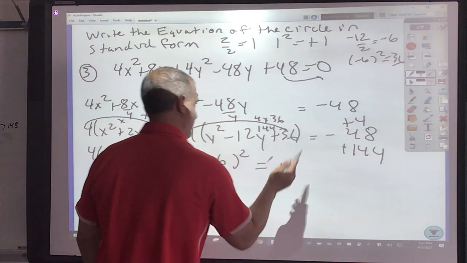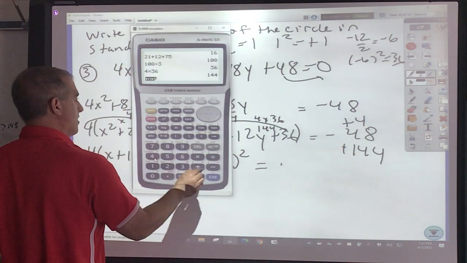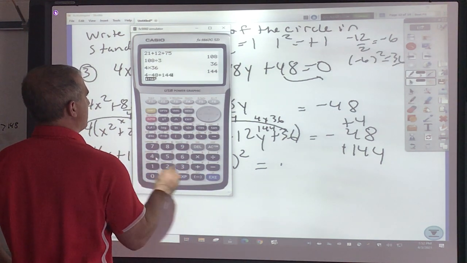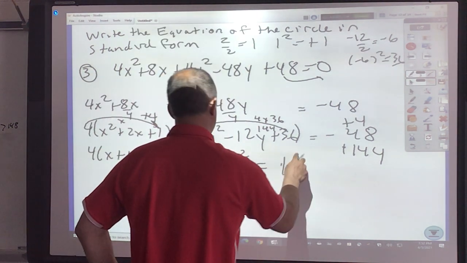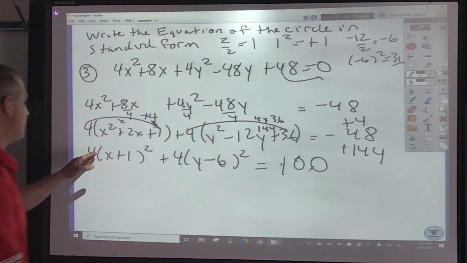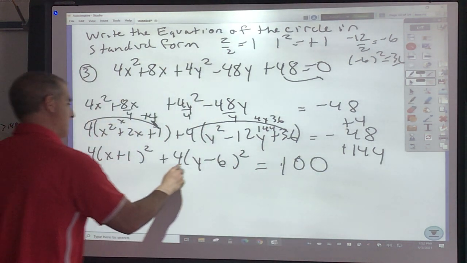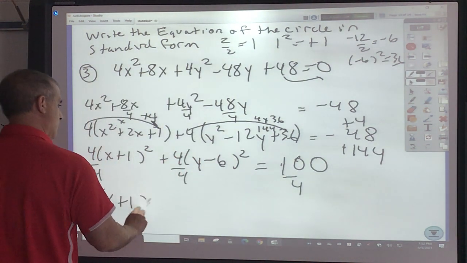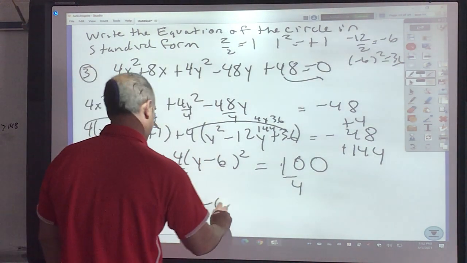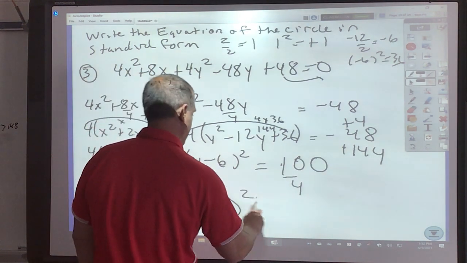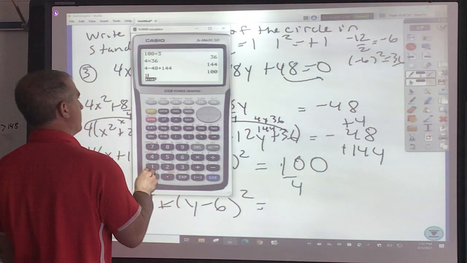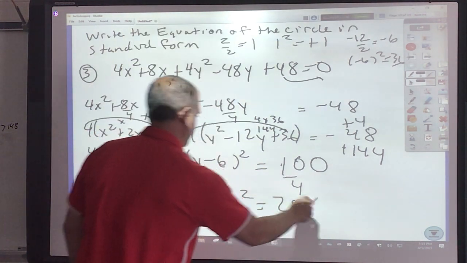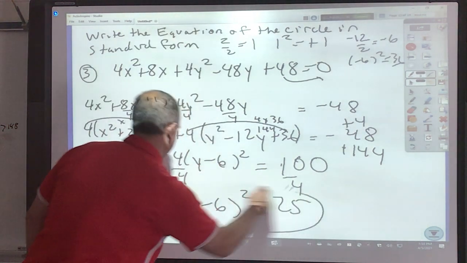Okay? So what do I got here? I got 4 minus 48 and positive 144. I got 100. Okay? To finish off the circle, I got to divide by the number that's in front there. So x plus 1 squared, y minus 6 squared equals 100 divided by 4 is 25. Okay? So that is a good stopping point for us.